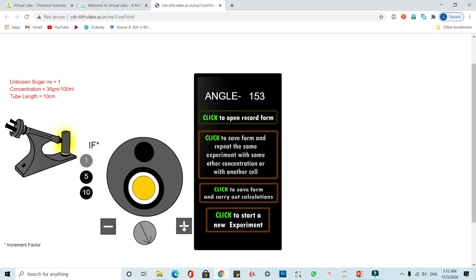So I will choose the value to increase the value faster. Okay, I have exceeded. Okay, these two parts are still not bright. I will select. Okay, as you can see, at angle 330 degrees, the two regions are completely bright.